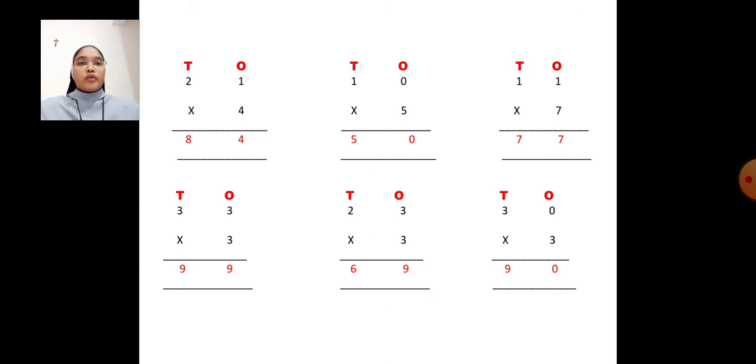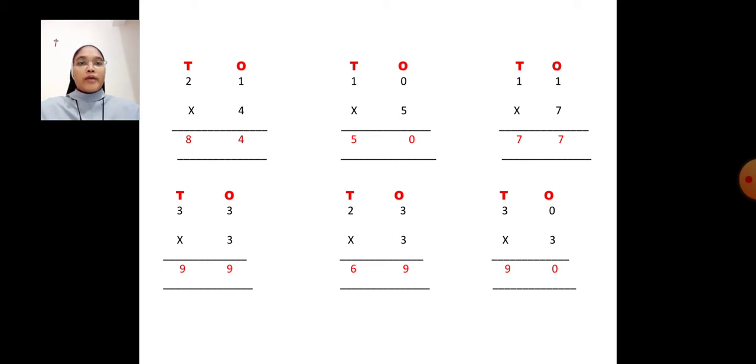21 into 4. Here also first we have to multiply ones digit. 4's table we have to say one time. 4 ones are 4. And in ones place you have to write answer 4. Then we have to multiply tens digit number. 4's table we have to say 2 times. 4 2's are 8. Then you have to write answer in tens place 8. 21 into 4. Your answer will be 84.